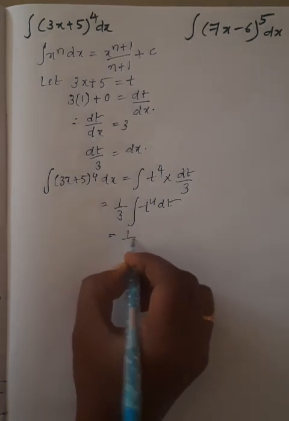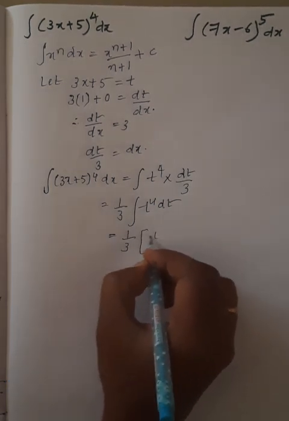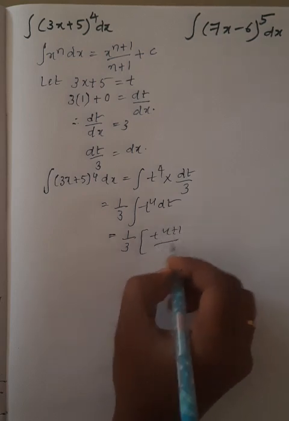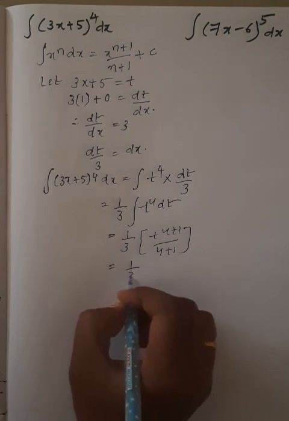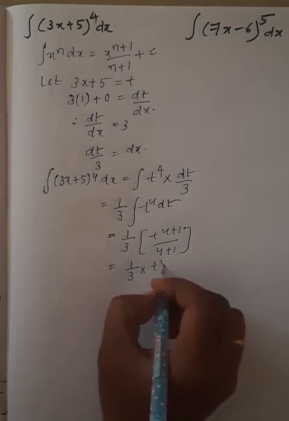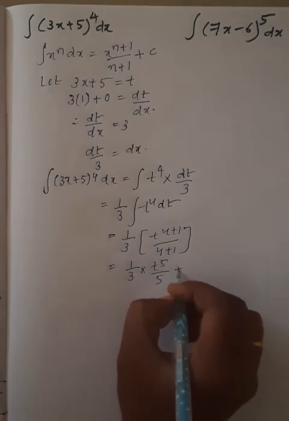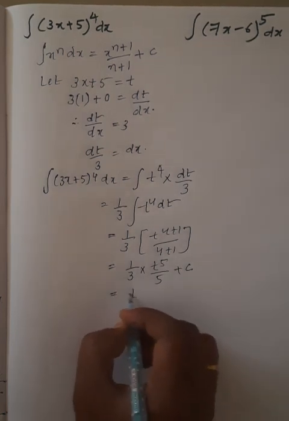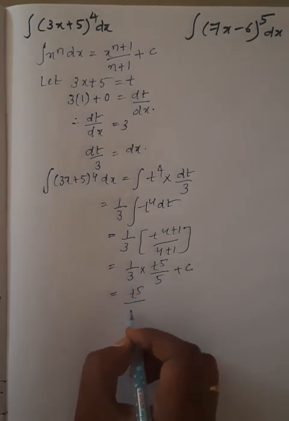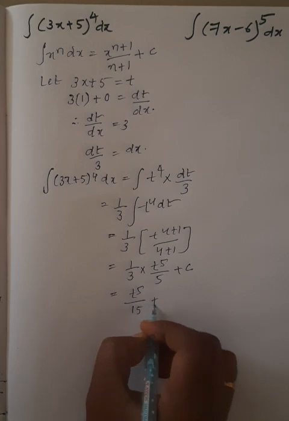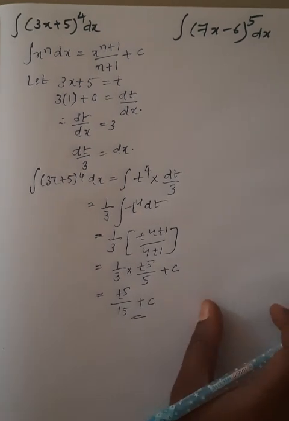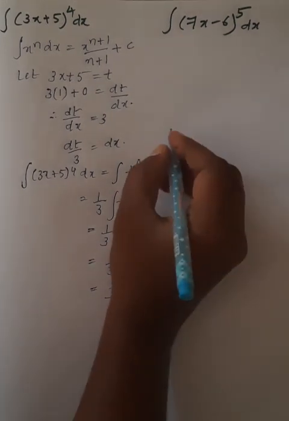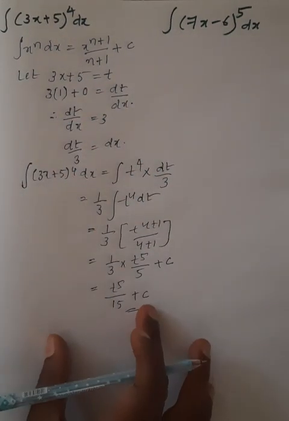Therefore, 1/3 times t^4 integrates to t^(4+1)/(4+1), which is equal to 1/3 into t^5/5 + c. So it will become t^5/(3 into 5), that is t^5/15 + c, which is our final answer for the given question. Similarly, we can solve this question also by using the same process.